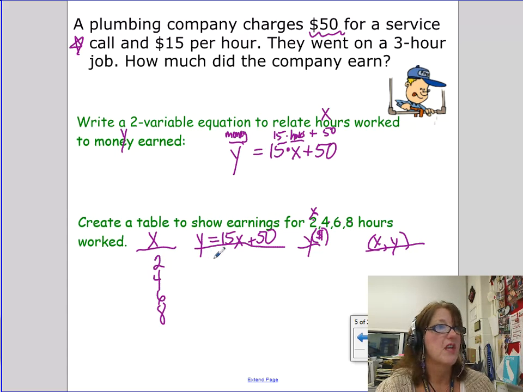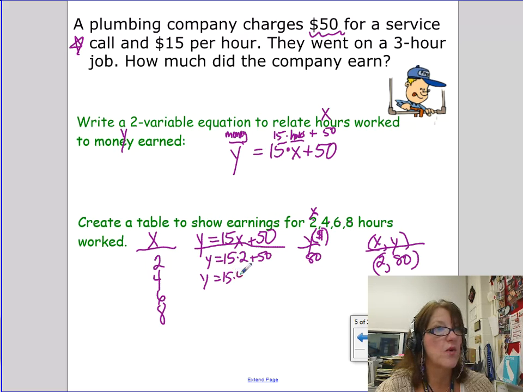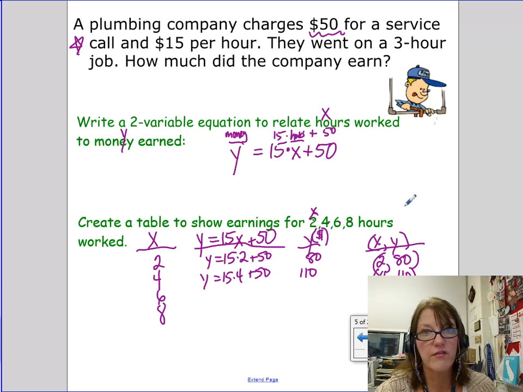Okay, so here we go. Plug in a 2. So Y equals 15 times 2 plus 50. Well, that's 30. 30 plus 50 is 80. So 2 hours, $80. Okay, plug in a 4 and do the same thing. Y equals 15 times 4 plus 50. That's 60 plus 50. That gives me, I believe, 110. By the way, check it on your calculator because heaven knows it's early in the morning and I doubt I've had enough coffee to make sure I'm computing correctly. $110.